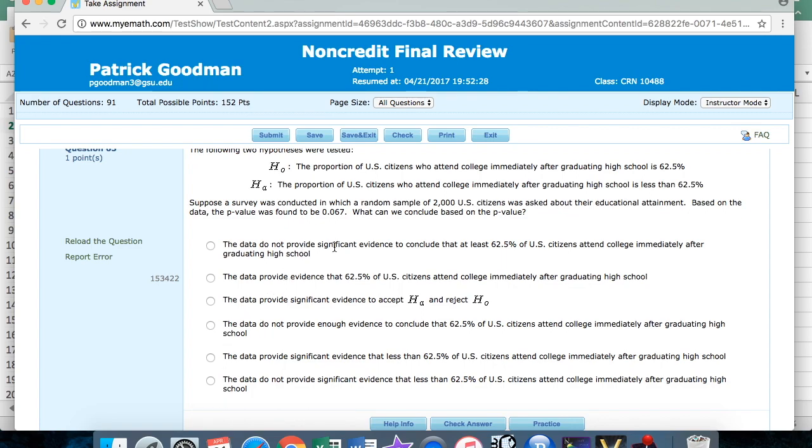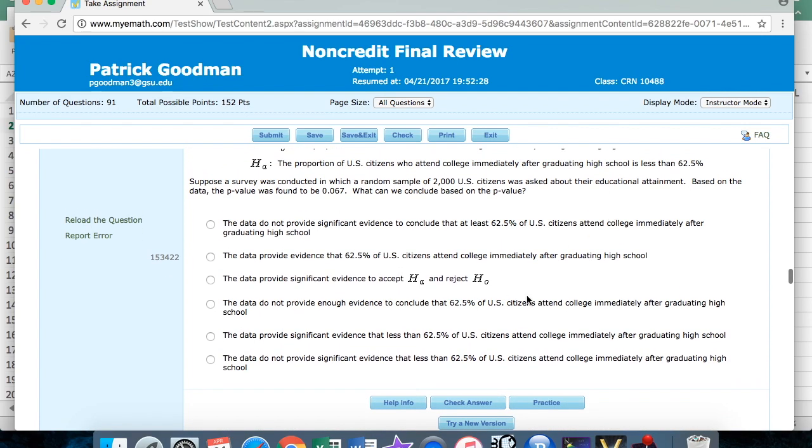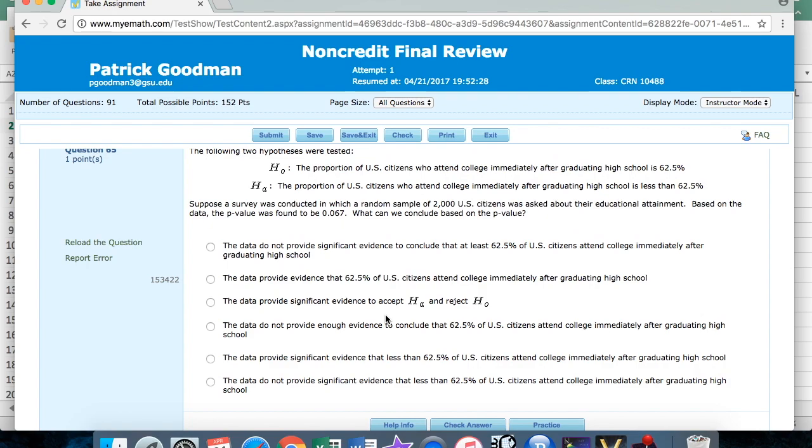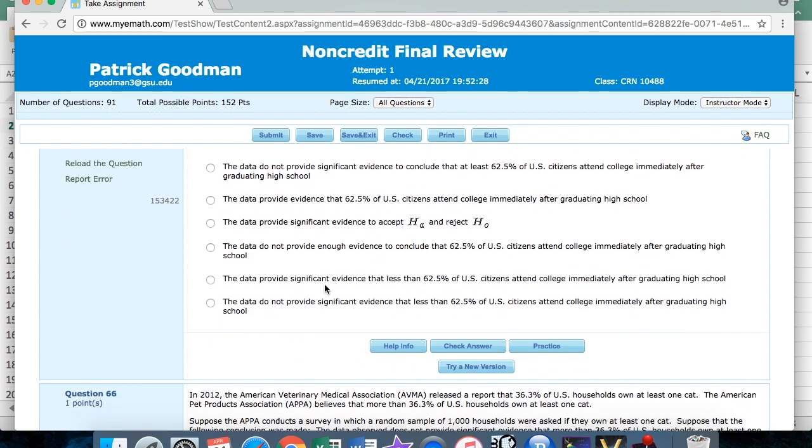So the data does not provide significant evidence to conclude that at least 62%. What? Not at least. It's less than, right? Because at least is not the statement we are trying to show. We are trying to show less than 62.5%. So we would say the data does not provide significant evidence that less than 62.5% of the U.S. citizens attend college after graduating high school. So this would be the answer, right?